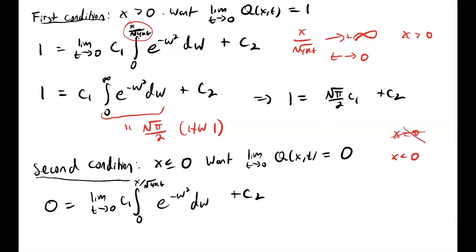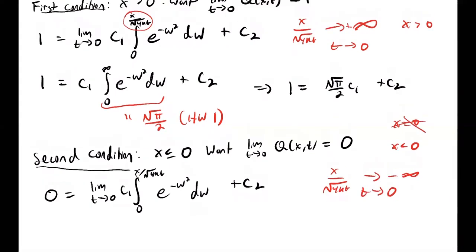So let's now suppose x is strictly less than 0. In this case, notice that the top bound is x divided by square root of 4kt. And so now this is going to go to minus infinity, not plus infinity, as t goes to 0. And so from this, we conclude that 0 should be equal to c1 times the integral from 0 to minus infinity of e to the minus w squared dw plus c2.